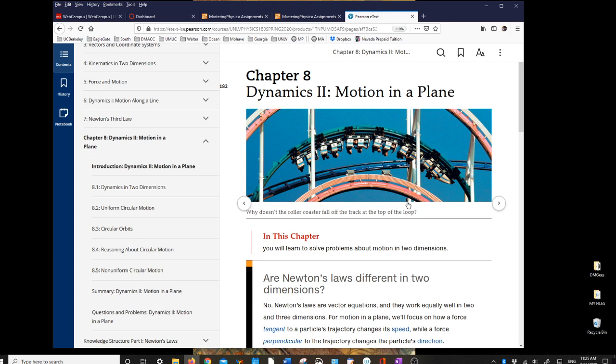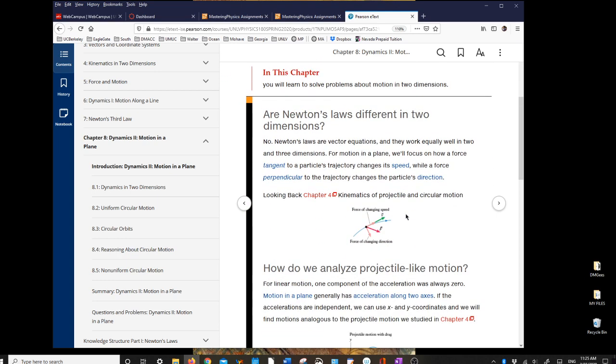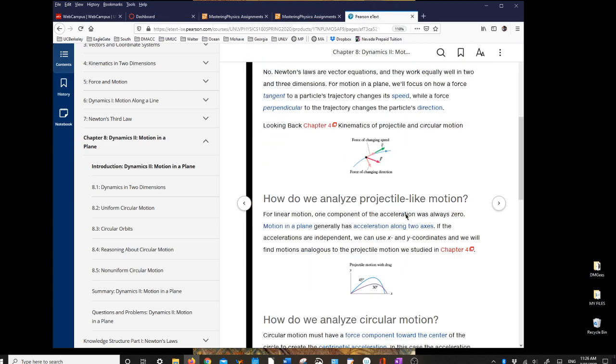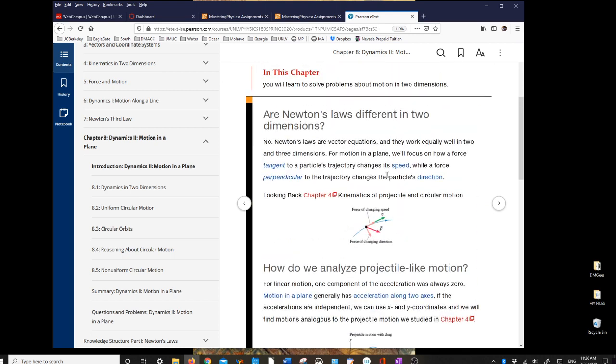Okay, so I believe we have covered most of the chapter, if I remember correctly. Let me go back to the hard copy of the book. We covered the dynamics in two dimensions, and then we started on circular motion. So, like I said, I just want to work on some of the homework problems.